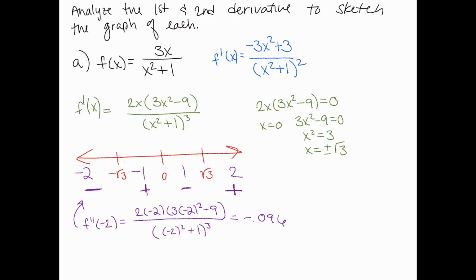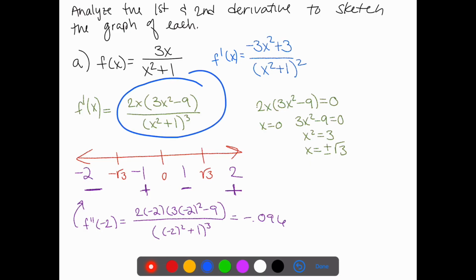So that means if you're picking something smaller than negative root 3, negative 2 will work. And then between negative root 3 and 0, I picked negative 1. Between 0 and root 3, I pick 1. Bigger than root 3, I pick 2. I'm going to take these test values, and I'm now going to plug them into my second derivative. So I took negative 2, and I put that into my second derivative right here.